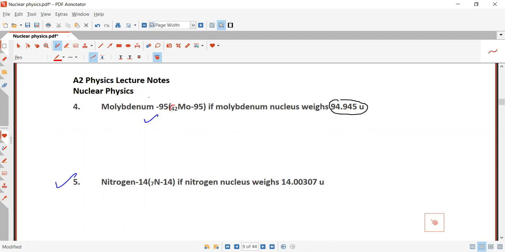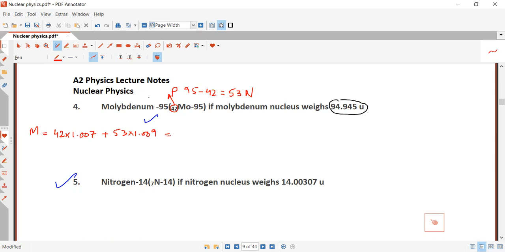And how many protons are there? 42. How many neutrons are there? 95 minus 42, which is 53 neutrons, and 42 protons. If we want to calculate the mass of the nucleons, it's going to be 42 times 1.007, which is the mass of one proton, plus 53 times 1.009, which is the mass of one neutron.